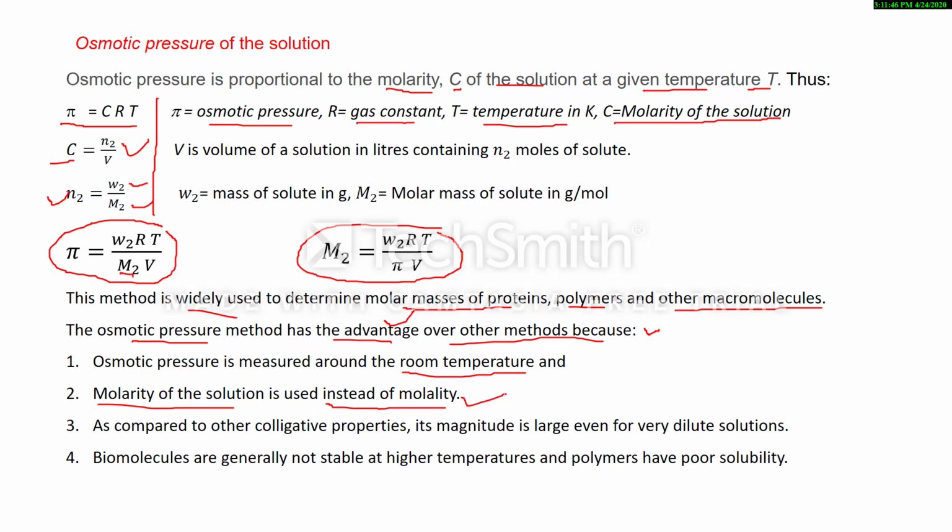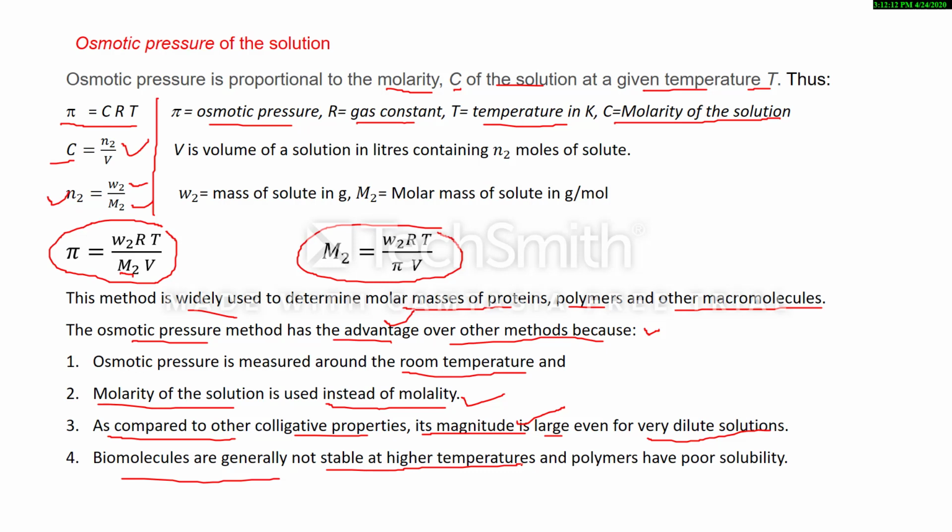Again, remember, in case of elevation of boiling point and depression of freezing point, we are using the molality, but molarity is easy to determine. As compared to other colligative properties, its magnitude is large, even for very dilute solution, and this large magnitude is easy to determine. Biomolecules are generally not stable at higher temperature.